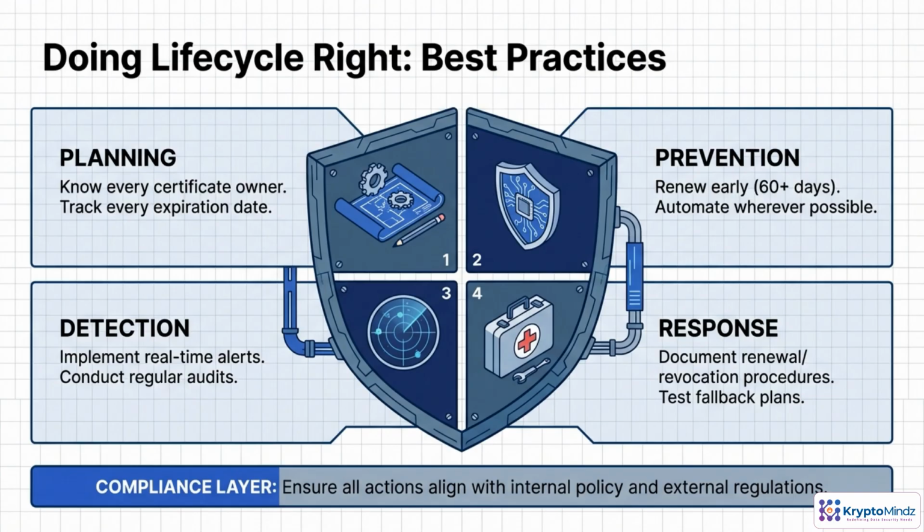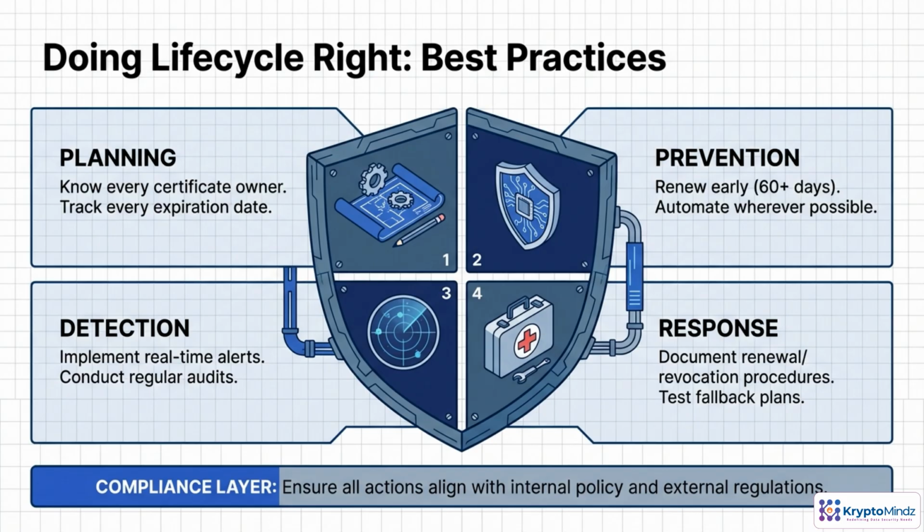By this point, you've seen each stage of the certificate lifecycle. The real question is how to run that lifecycle without outages or surprises. Think of it as a continuous loop of planning, prevention, detection, and response, all wrapped in compliance. Planning means having an accurate inventory. You should know who owns each certificate, what system it protects, and exactly when it expires. Without that, everything else becomes guesswork.